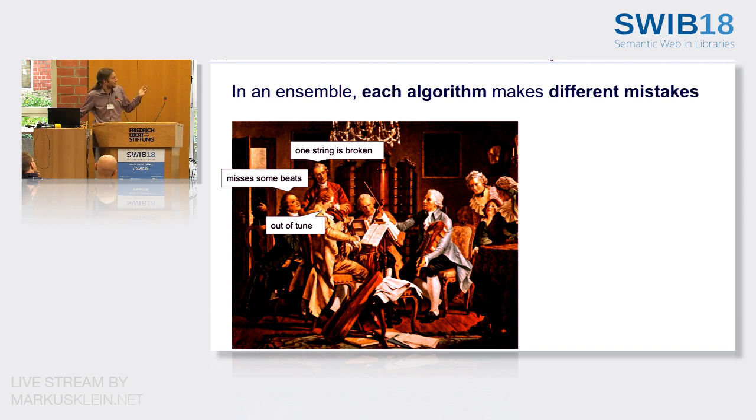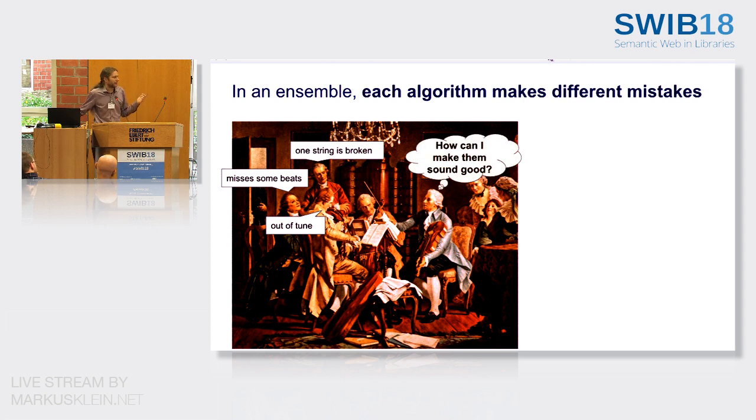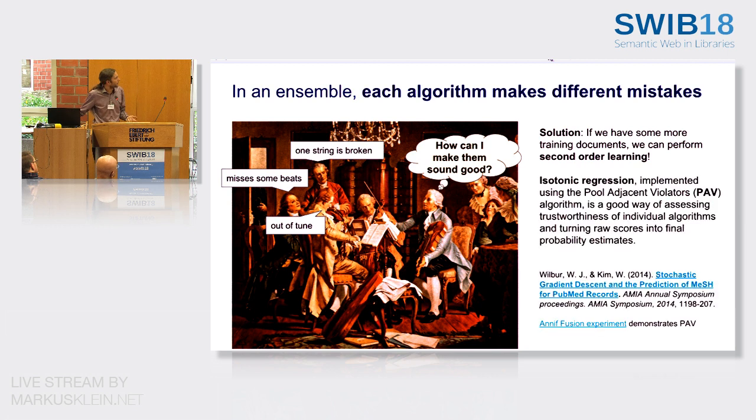So again, if you have a band of amateur musicians, then each of them has a certain handicap, but they are all different. And if you're leading the orchestra, you're trying to figure out, okay, these guys all have their problems, but how can I still make them sound good? And to solve this, going back to algorithms, we can do another level of training, like a second order learning, if we have some additional training documents.